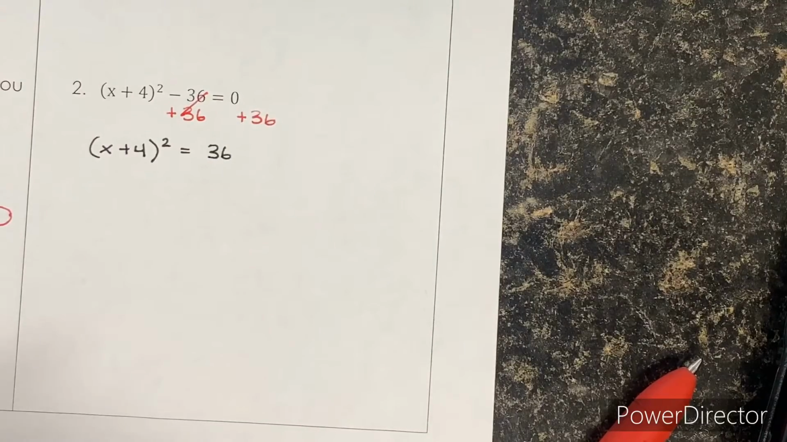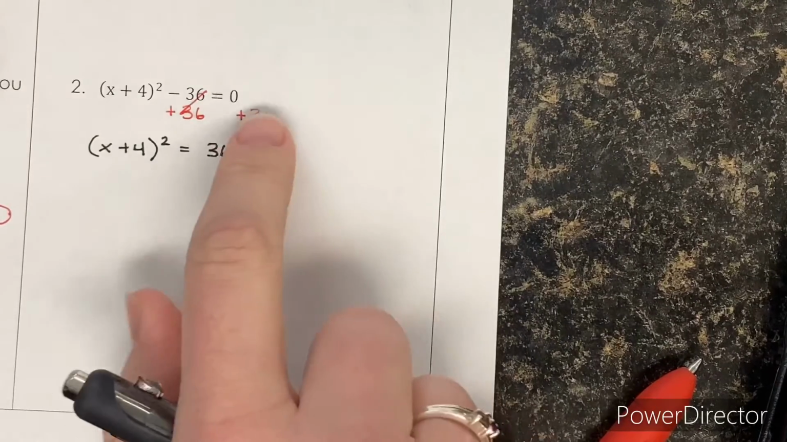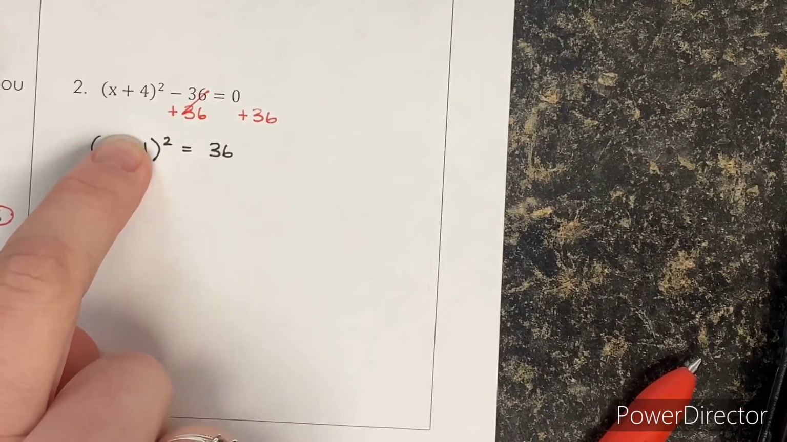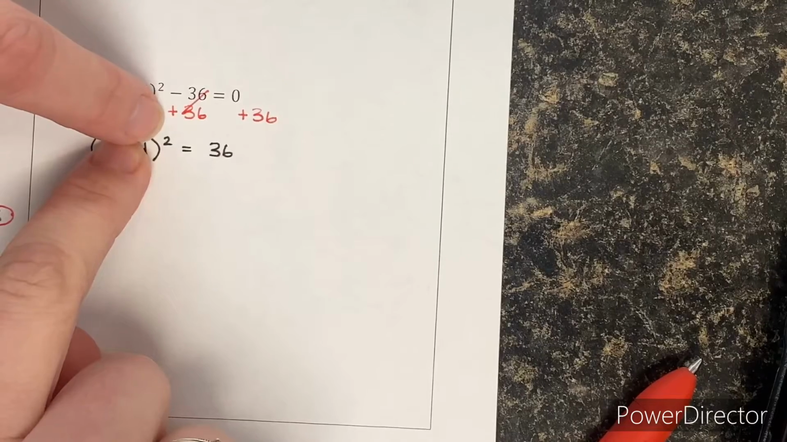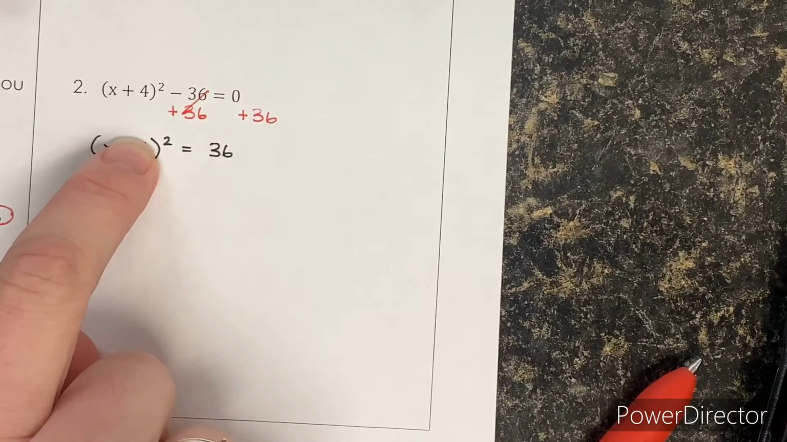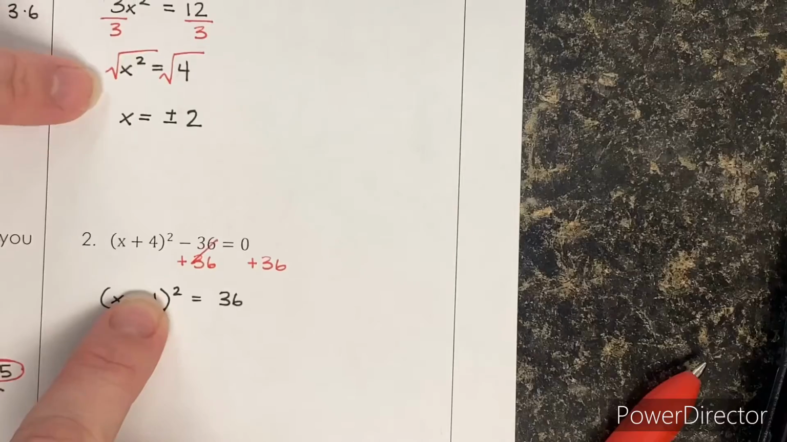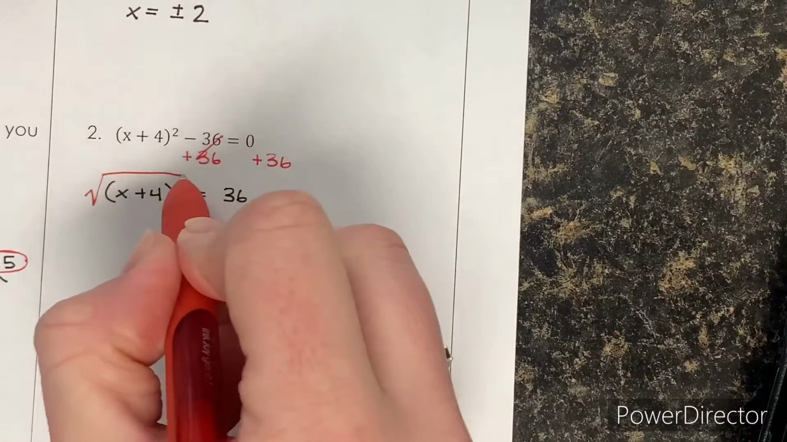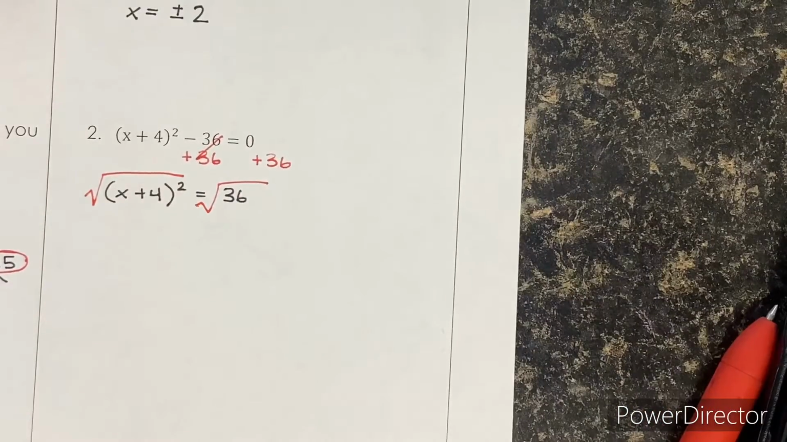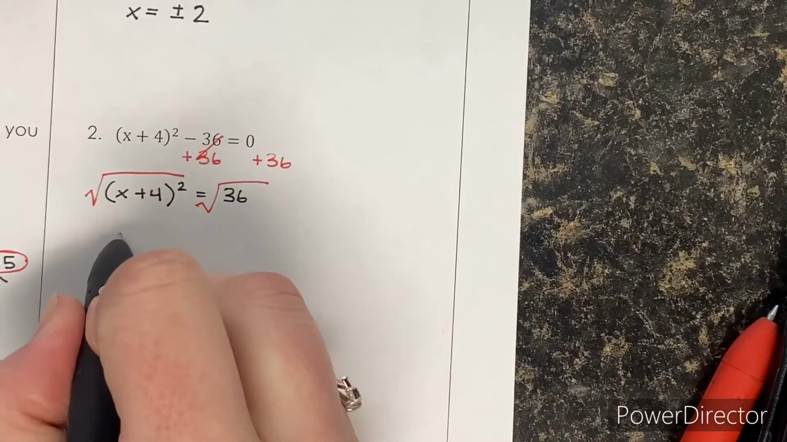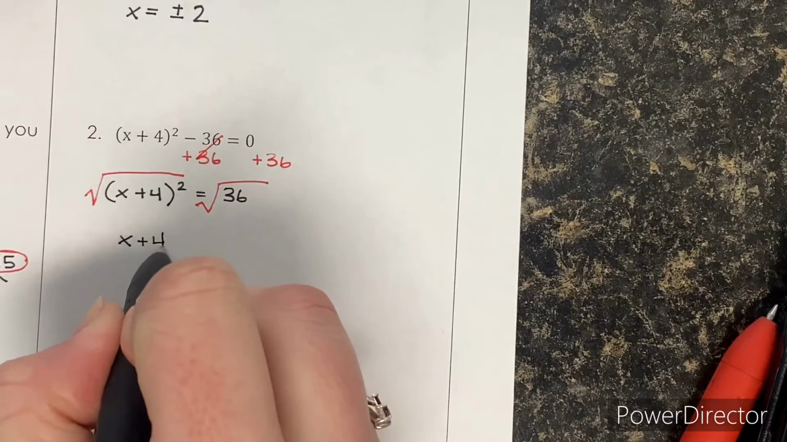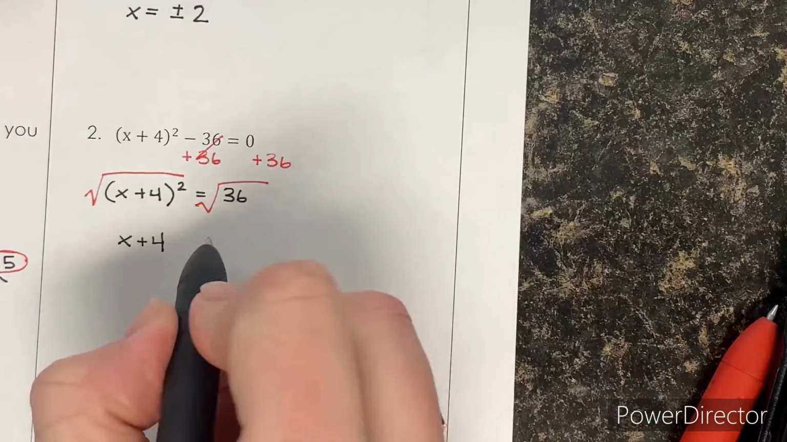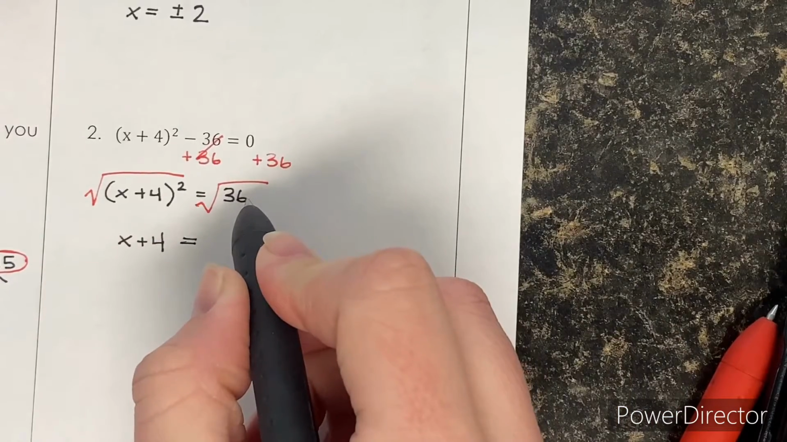Now, here's where we need to have a quick little discussion. This x plus 4, I can't do anything with it because it's on the inside of those parentheses, and I have to get rid of that squared before I can do anything with the inside. So, just like we did earlier, to get rid of that squared, we're going to take the square root. So I'm going to take the square root of both sides. I'm going to be left with x plus 4, because that square root and the square cancel each other out, so it's now gone, equals the square root of 36.